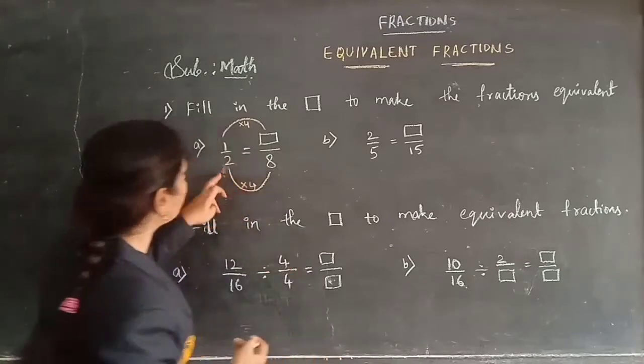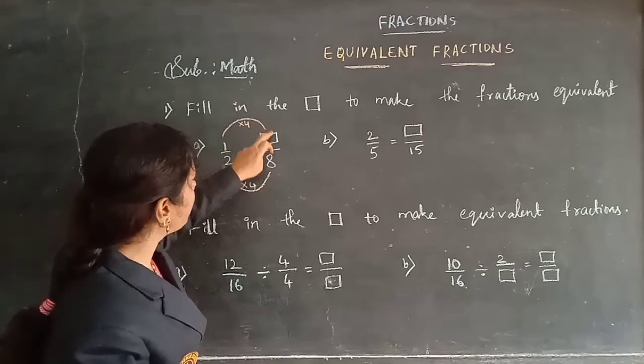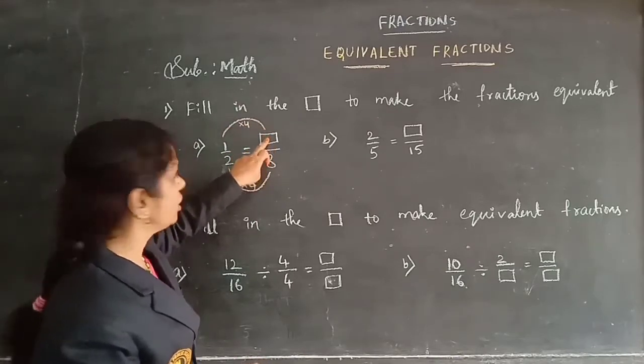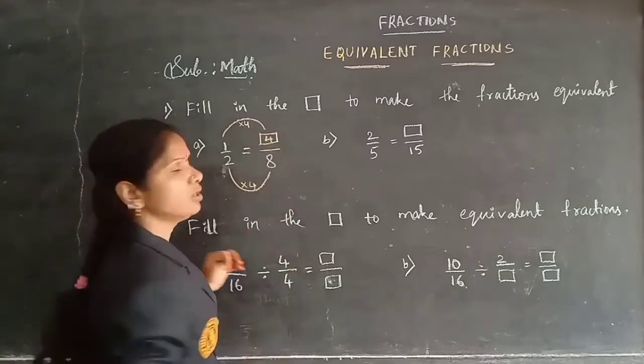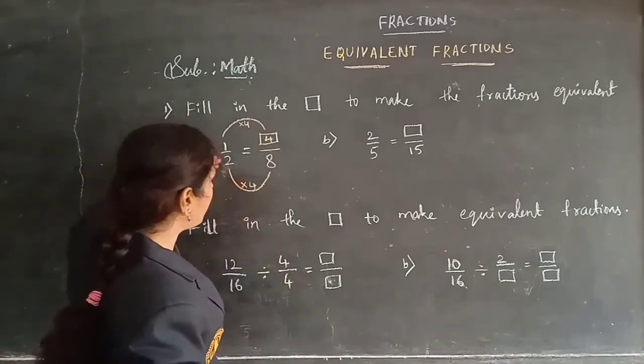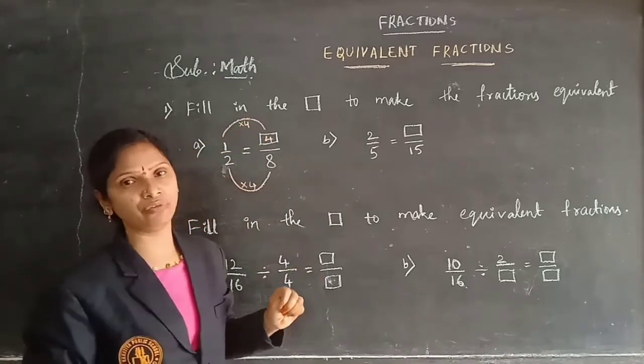Okay, now here multiplied by 4 to get this 8, means here also you multiply by 4 to get this number. So 1 4s are 4. So here you will get 4, which means 1 by 2 and 4 by 8 are the equivalent fractions.